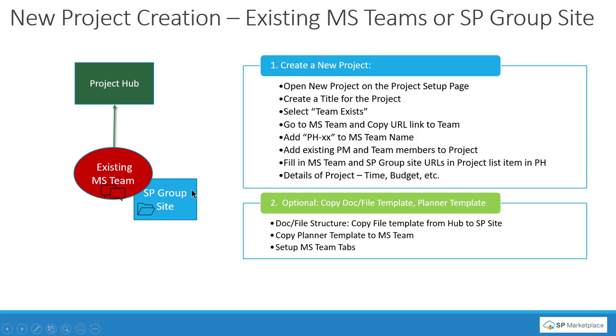So in essence, what you're doing is retroactively attaching this team and the underlying SharePoint group site to the Project Hub. Now, just as with the first one, you could also either use what you're already using in the team, or you could also apply a document structure into this team if you wanted to. But in most cases, you're probably going to already have a document structure out there because you've been using it as a project team already. So let's take a look at what this looks like in using it with Project Hub.